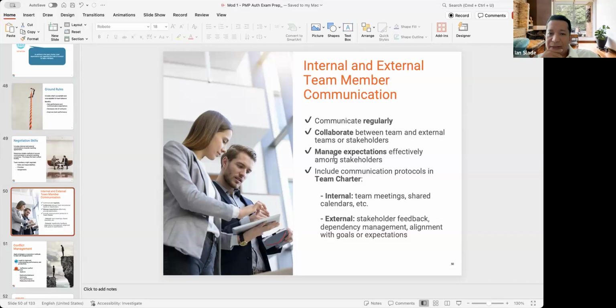Collaborate between teams and external teams or stakeholders. You want to make sure that, so two types of communication. There's the push and the pull. Does anyone want to take a stab at the difference between the two? Push communication and pull communication.